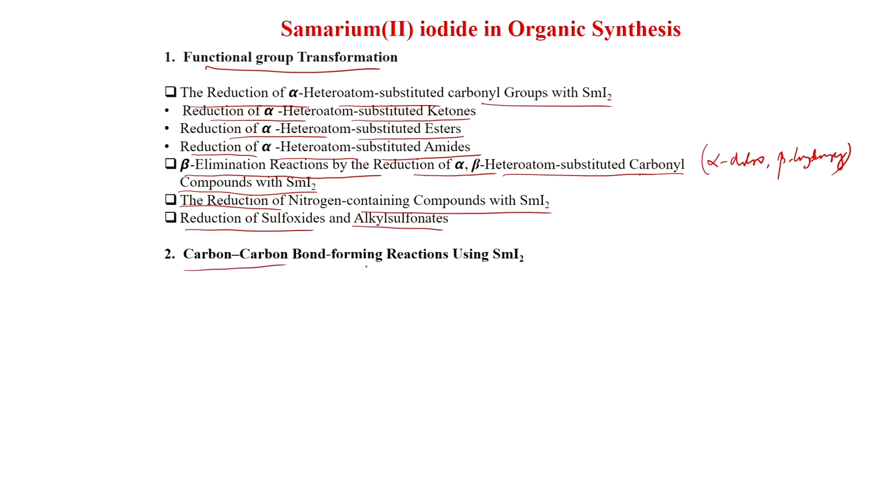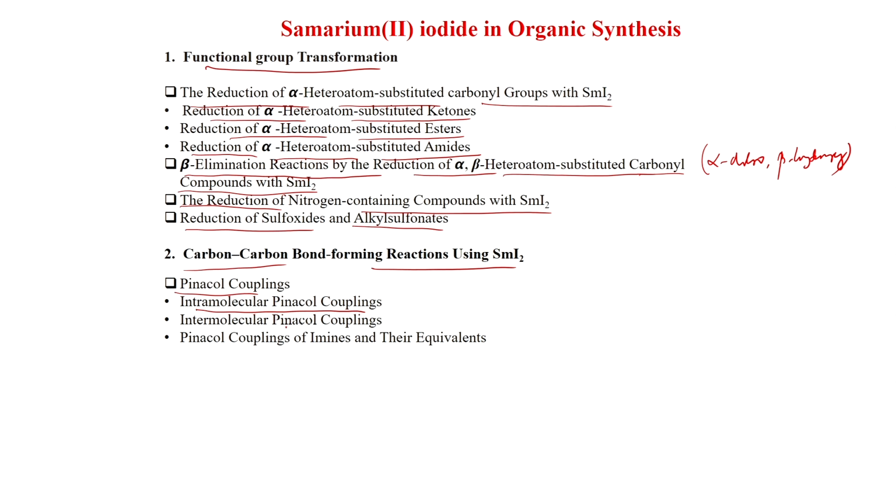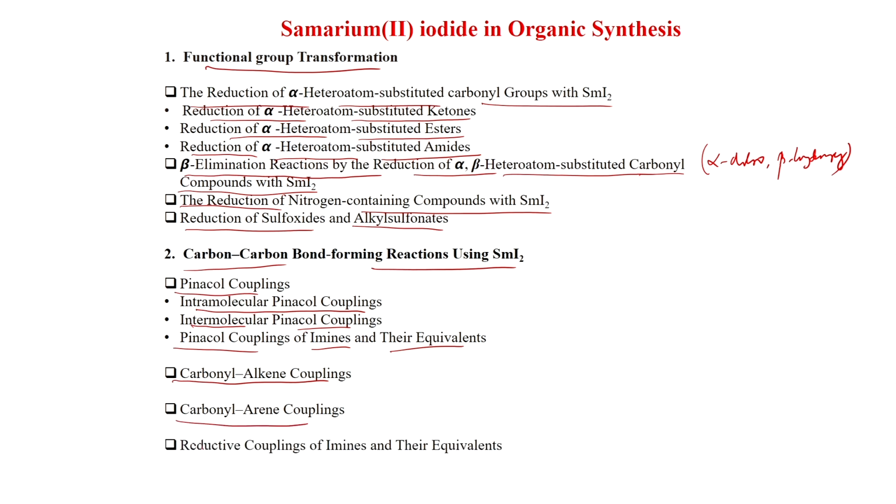Then we will discuss carbon-carbon bond forming reactions using samarium iodide. And here we will discuss pinacol couplings, intramolecular pinacol couplings, intermolecular pinacol couplings also, and pinacol couplings of imines and their equivalents also we will discuss. Then we will discuss carbonyl alkene coupling, this is very important C-C bond formation. Carbonyl arene coupling also, then reductive couplings of imines and their equivalents, and finally we will discuss radical alkene alkyne additions, generally these are intramolecular, that we will discuss.